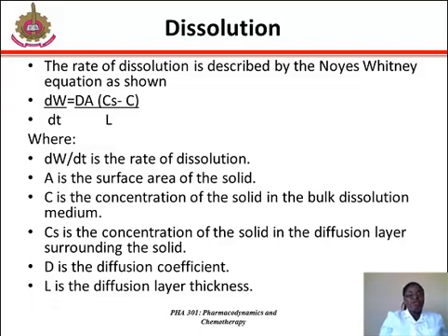That is dW/dt = DA(Cs - C)/L, where dW/dt is the rate of dissolution, A is the surface area of the solid, C is the concentration of the solid in the bulk solution medium, while Cs is the concentration of the solid in the diffusion layer surrounding the solid. The D is the diffusion coefficient, while L is the diffusion layer thickness.